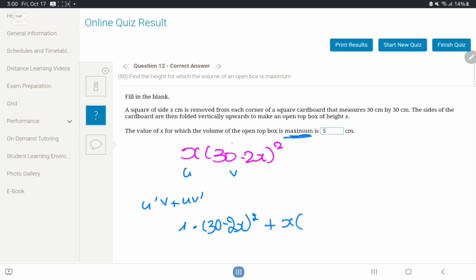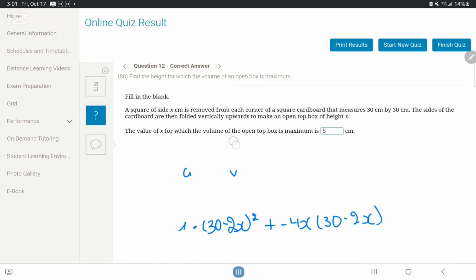Now v prime: how do you derive this? Using the chain rule, which is 2 steps. You take the power down, so 2 times (30 minus 2x), and you make the power minus 1, so it will be 1. Multiply this time by deriving what's inside. The derivative of 30 minus 2x is negative 2. So negative 2 times 2 is negative 4, and negative 4x multiplied by (30 minus 2x).